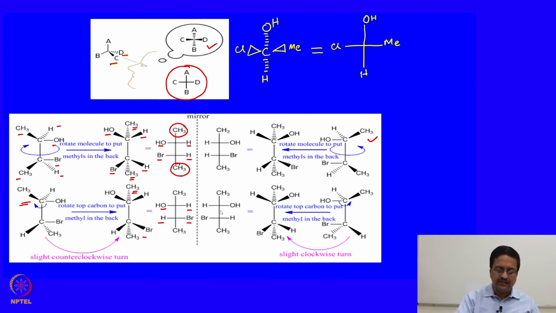Similarly, the corresponding mirror image would look like this, and that mirror image corresponds to this molecule because this methyl and that methyl are below the plane. And then again, you just rotate the molecule about its top C-C bond axis. You will get this molecule, which is different from that starting point. So these two compounds are again non-superimposable mirror image relations.